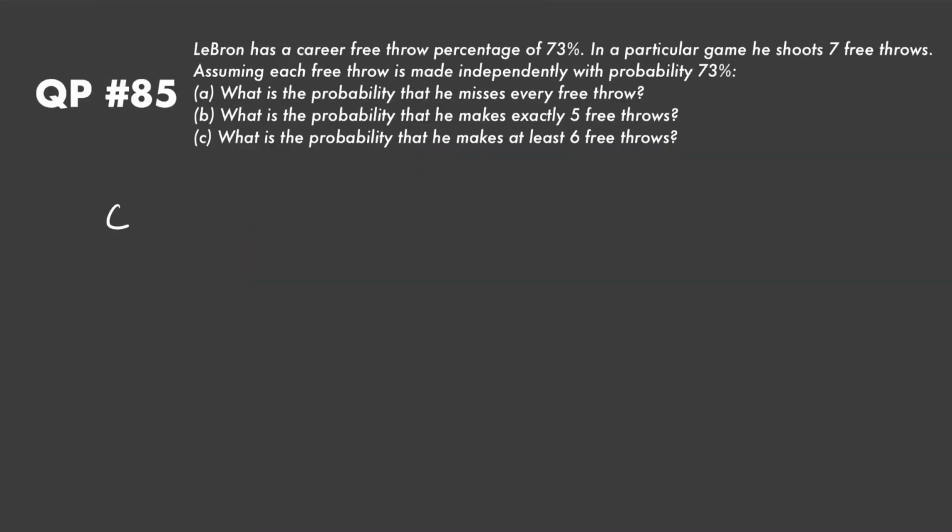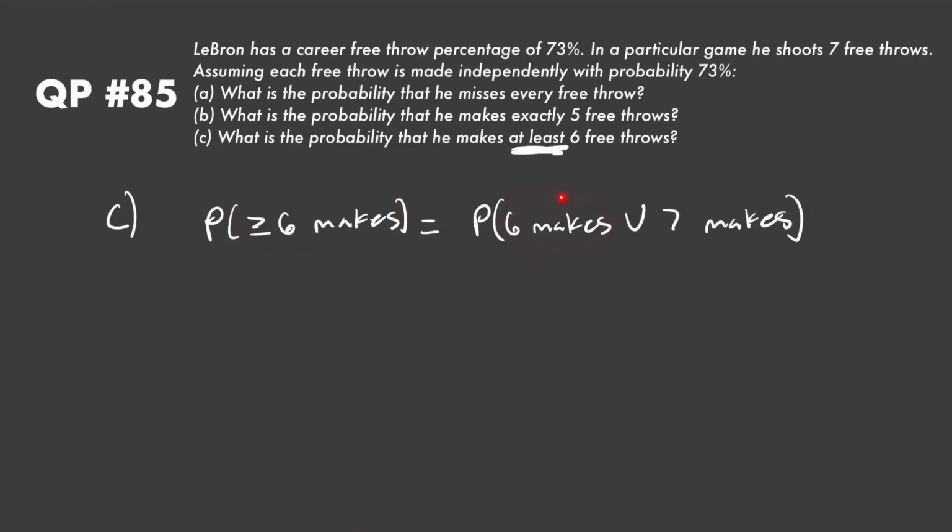Okay, now finally in part C, it's asking us what is the probability that he makes at least 6 free throws? So obviously if he's making greater than or equal to 6 of his free throws, he's either making 6 or he's making 7. So as a formula, we just know this is equal to the probability of 6 makes unioned with the event that he makes 7.